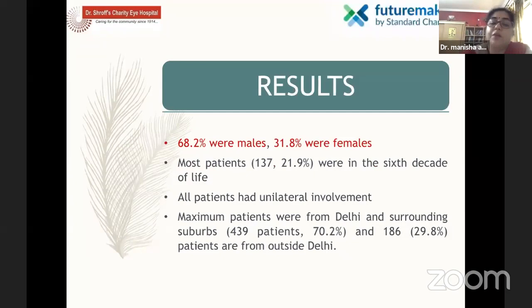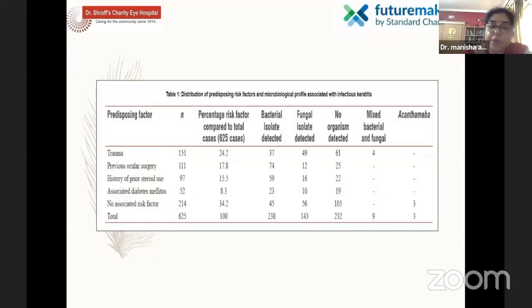Of these, the majority of the patients who presented were males as compared to females, and all patients in our study had unilateral involvement. The important part was that the predisposing factor in the majority of cases came out to be trauma, which was followed by previous ocular surgery, most of the cases being previous keratoplasty, and in some cases even post-trap.